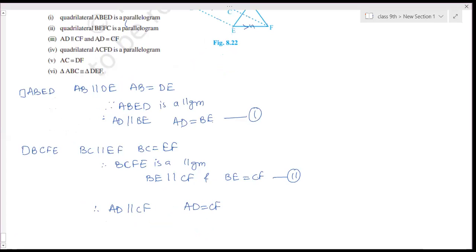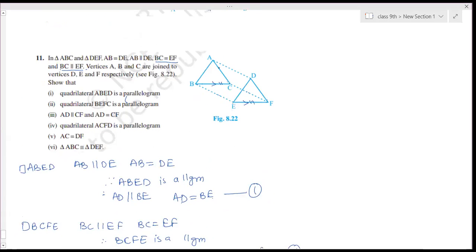AD parallel to CF and AD equal to CF, that we have proved. Now take quadrilateral A. Now the fourth one is ACFD is a parallelogram, which we have to prove.